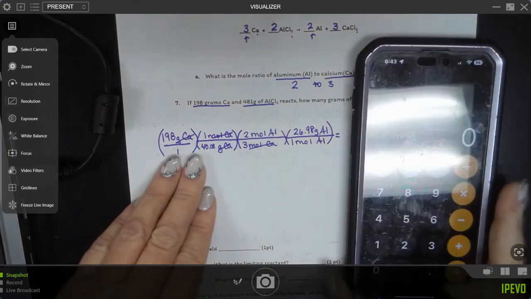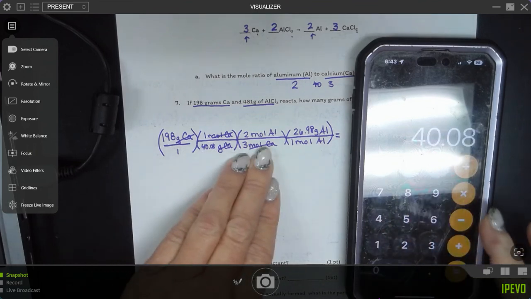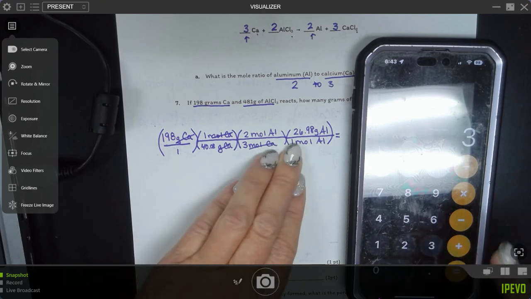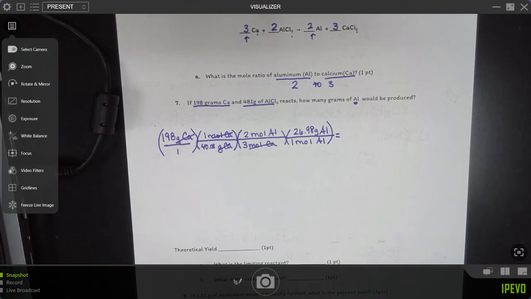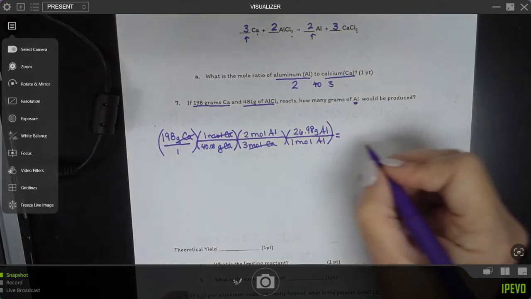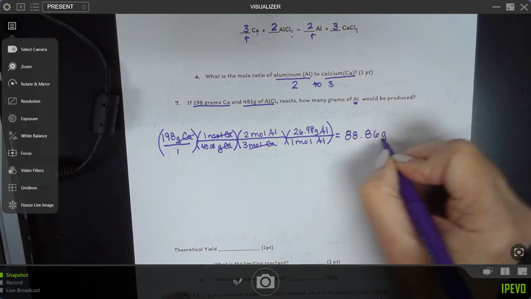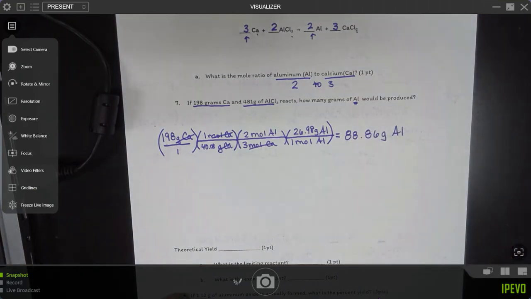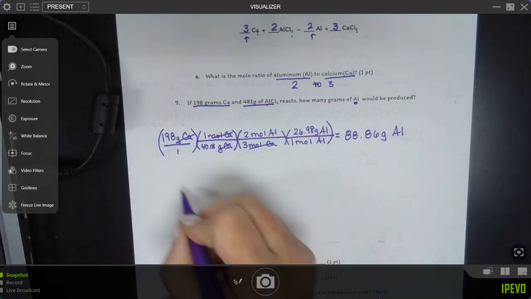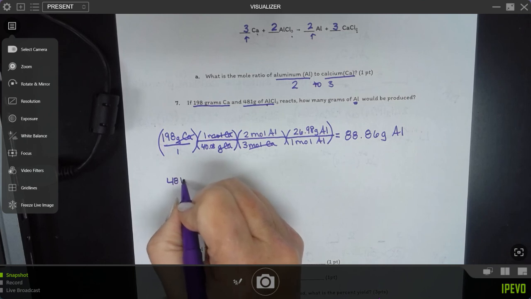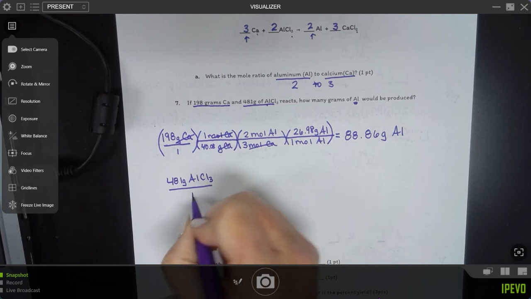So 198 divided by 40.08 times 2 divided by 3 times 26.98 is 88.86 grams. 88.86 grams of aluminum. Now we need to do the exact same calculation, only we need to start with aluminum chloride this time. So 481 grams of aluminum chloride over 1.